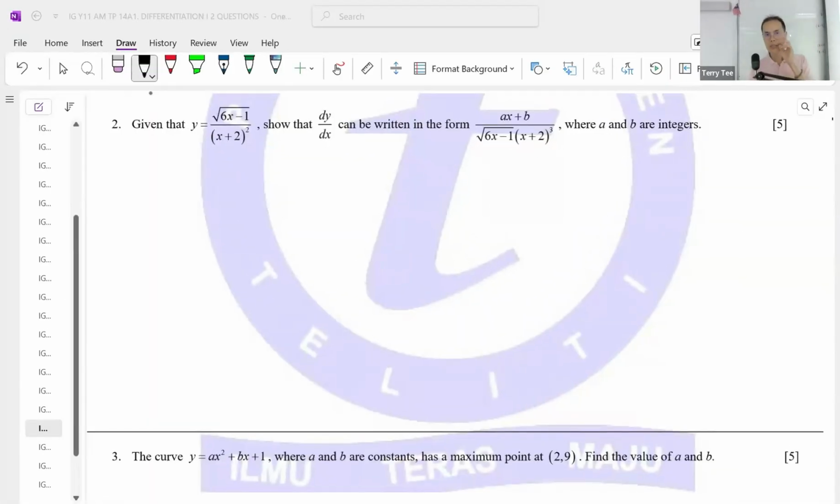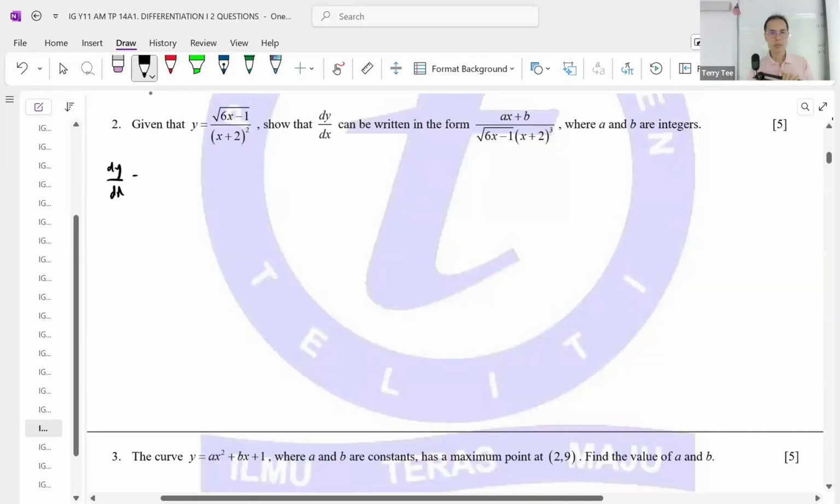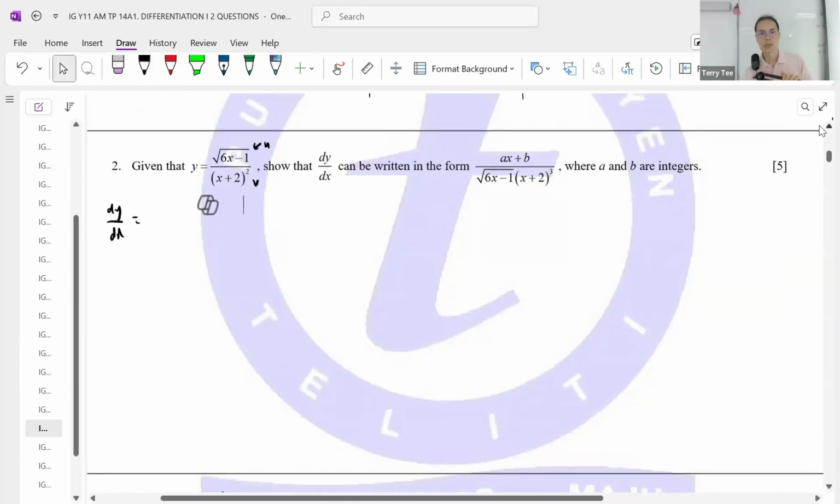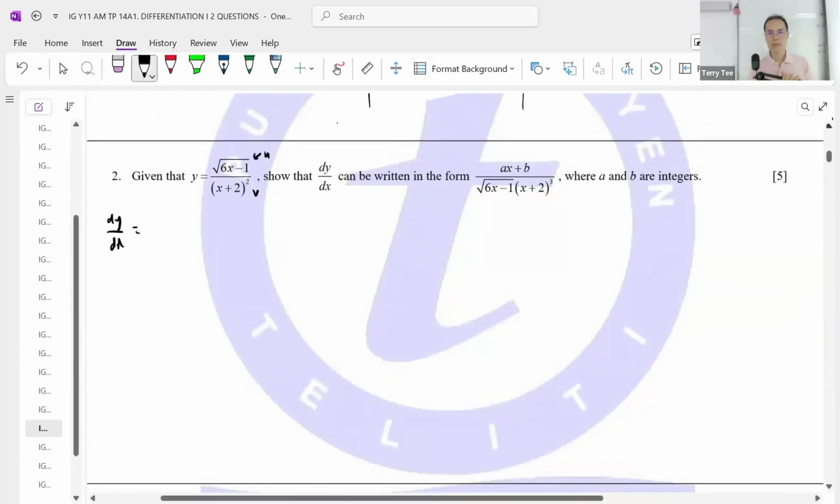This one is UV. So let's begin with dy/dx. Remember the formula looks like this. This is your U. This is your V. Let me move this up a little bit. When you differentiate, it's V U prime minus U V prime over V squared. My V is x plus 2.